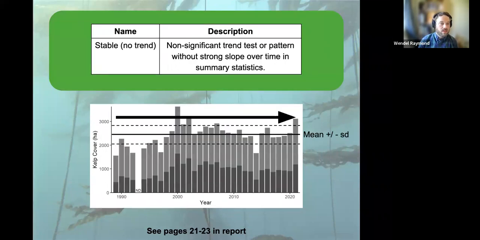Next category, stable or no trend. We define this as a non-significant trend test or pattern without a strong slope over the time period of interest in the summary statistics. So again, in this plot, looking at the time period shown, there is some year-to-year variability, but on average, it's pretty close to the mean plotted in the black line. Next slide.